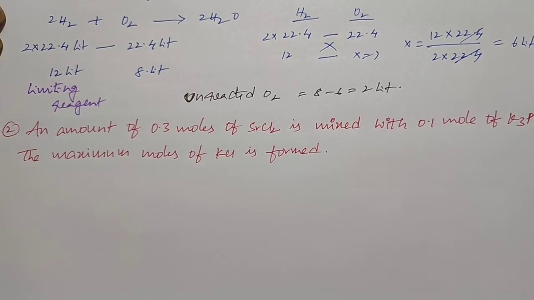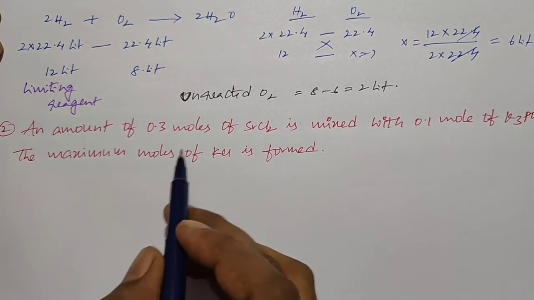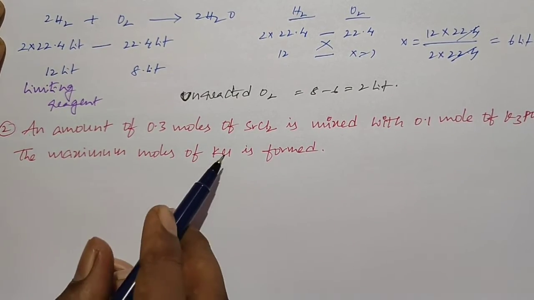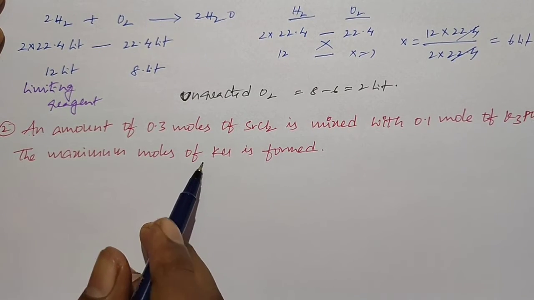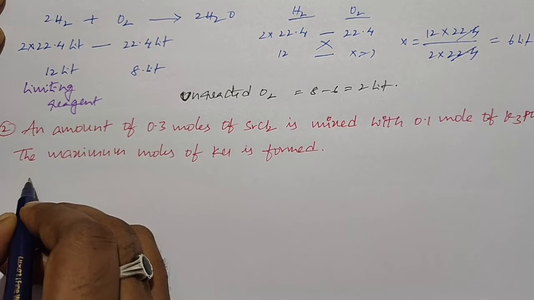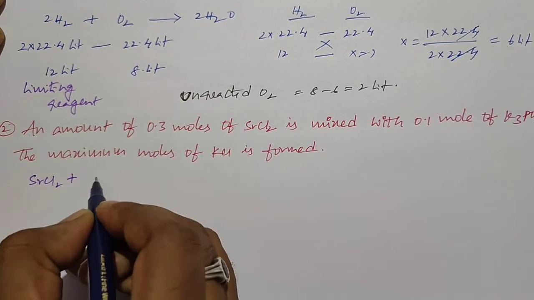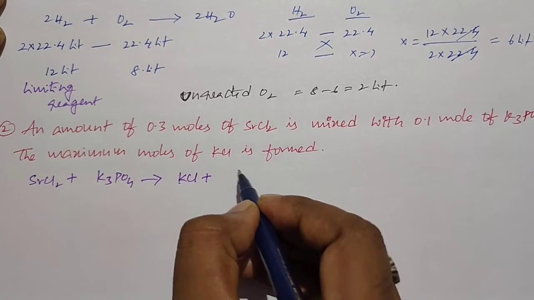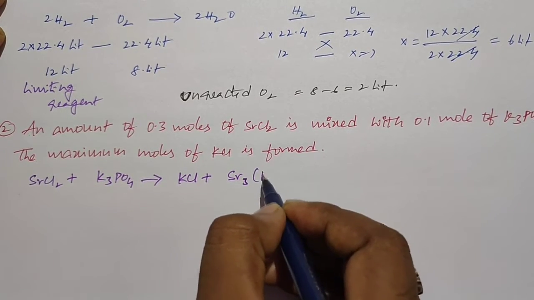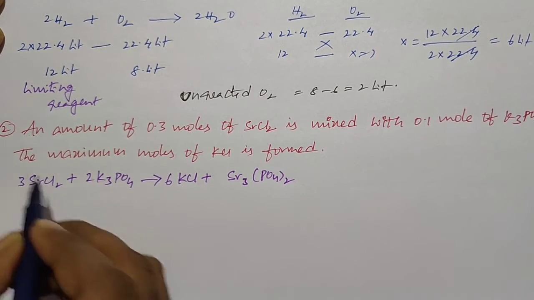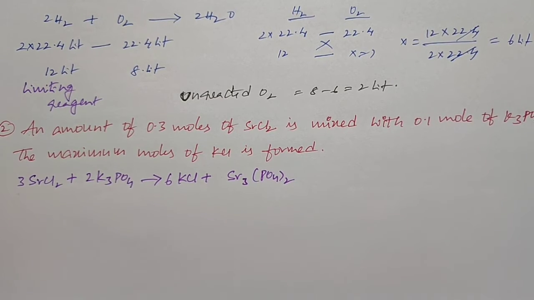Friends, this is the next question. An amount of 0.3 moles of strontium chloride is mixed with 0.1 mole of potassium phosphate. The maximum moles of potassium chloride formed is? When you take the reaction between strontium chloride and potassium phosphate, it is SrCl2 plus K3PO4 gives KCl plus Sr3(PO4)2. After balancing, we get 3 moles, 2 moles, and 6 moles, and 1 mole. So this is the stoichiometric equation between strontium chloride and potassium phosphate.